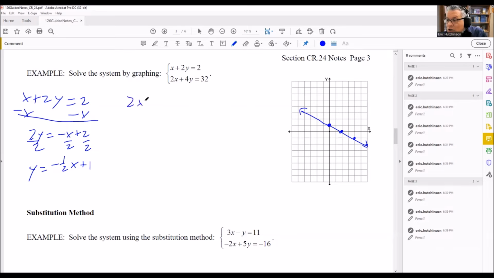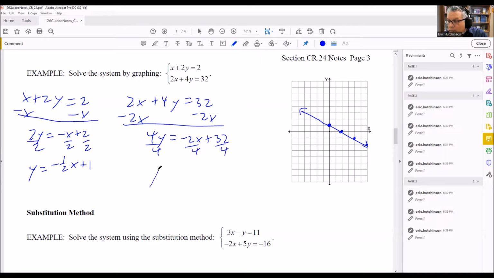Now next we have to take the other one, 2x plus 4y equals 32. We're going to solve this for y. So we'll start by subtracting 2x from both sides. 4y equals negative 2x plus 32. We're going to divide everything by 4. We get y equals negative 2/4, which is the same thing as negative 1/2 x, and we have plus 8. So 8 is going to be way up here. And again, we have negative 1/2, so we go down 1 over 2, down 1 over 2, down 1 over 2.